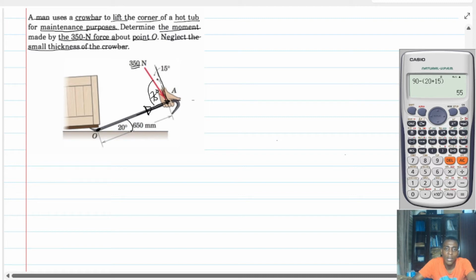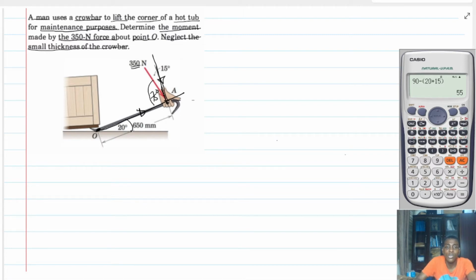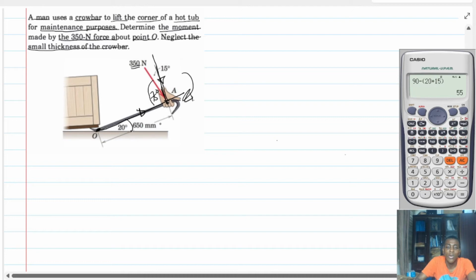perpendicular. But what happens is that if I try to resolve the 350 Newton force along this, the line of action is going to pass through point O. Therefore, it will not create any moment. But the component of the 350 perpendicular to the bar is the one which will create moment. I hope it's clear. So let's look at it. And this moment is actually going to cause a clockwise moment.